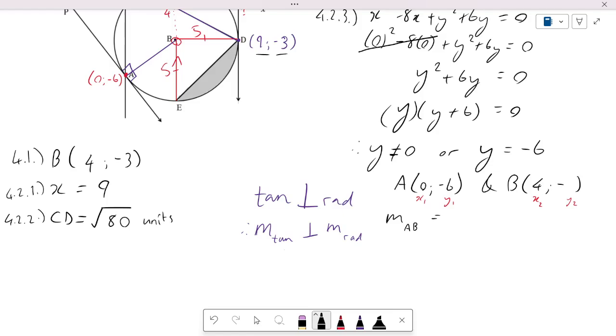This is 4 and negative 3. My apologies. I was thinking, what on earth is happening here? Negative 3 is y2 minus, and then negative 6 is y1. There we go. Now that makes sense. I was thinking, why is it 0 minus 0?